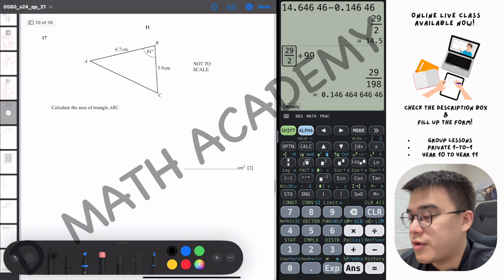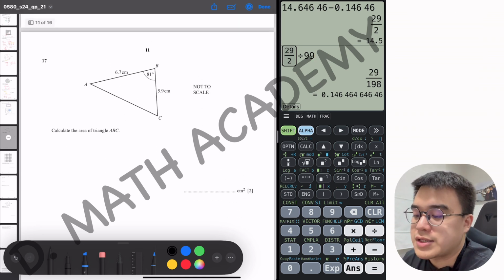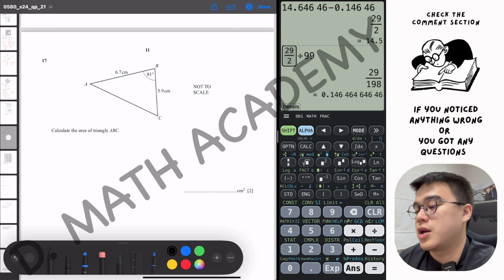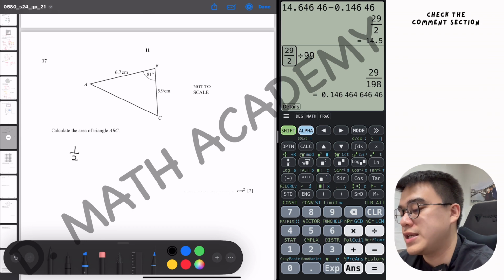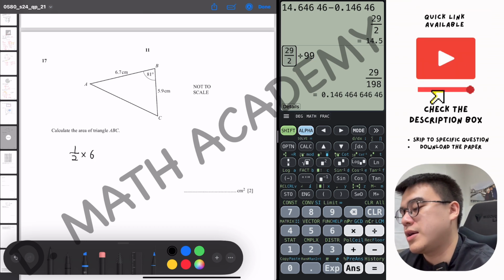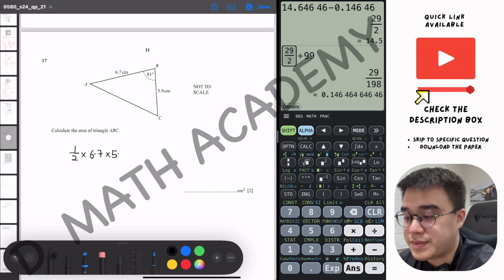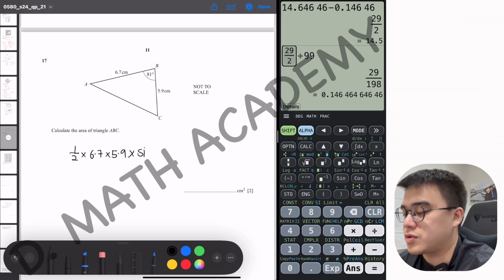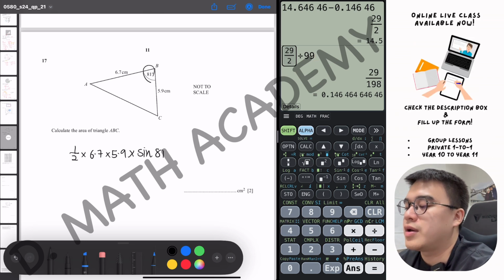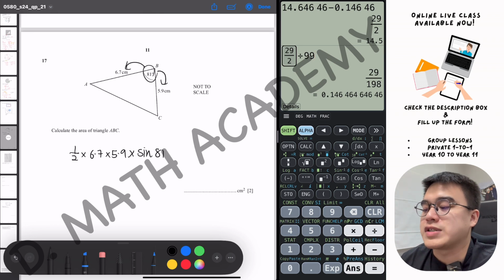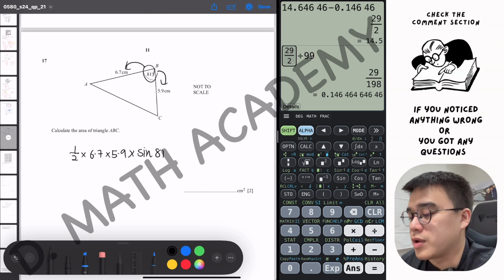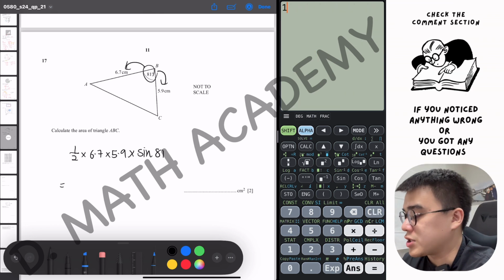Question 17, area of a triangle. So here they're testing you on the advanced version, which is half ab sine C. The a and b here is where students always confuse themselves. Okay, so whatever angle that you have here, you must have both of the sides in order to use this formula.